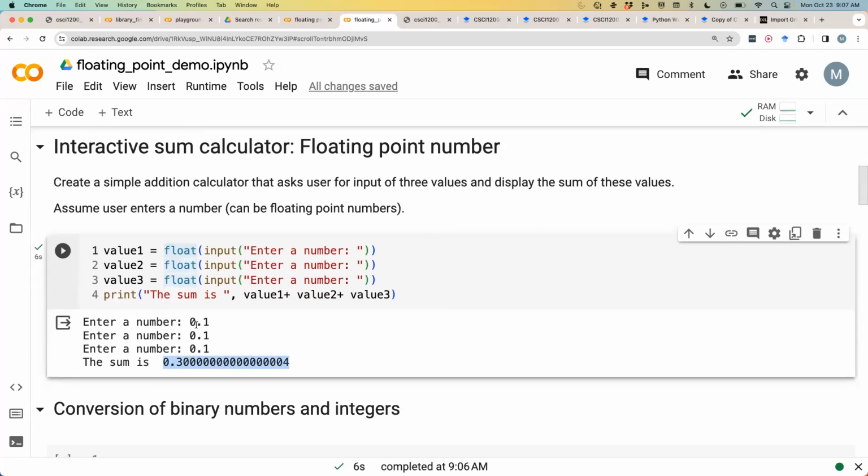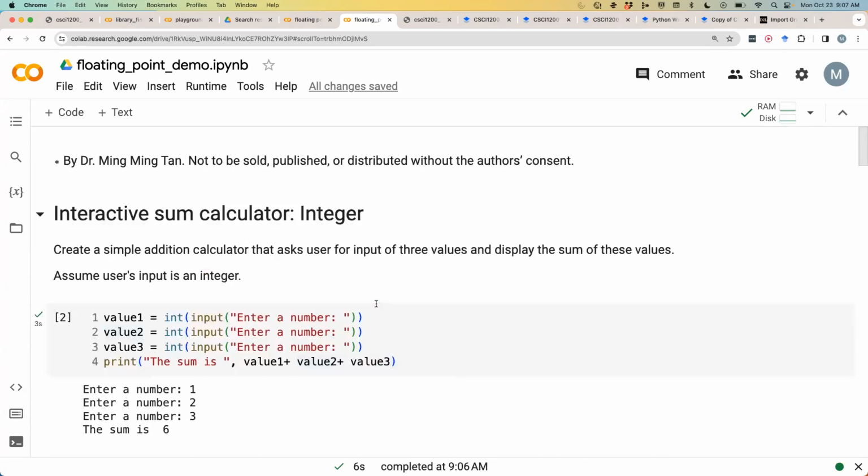Now, mathematically, the sum of 0.1 three times should be 0.3. However, the calculator that we just created gives me 0.3000004. It's not exactly 0.3, but something close to 0.3. So what we have here is that our calculator is imprecise. It doesn't give us the mathematically correct value of 0.1 plus 0.1 plus 0.1. So is there something wrong with our calculator? Is it because our addition is wrong? What do we need to do about it? Okay, so this is what we want to study today.